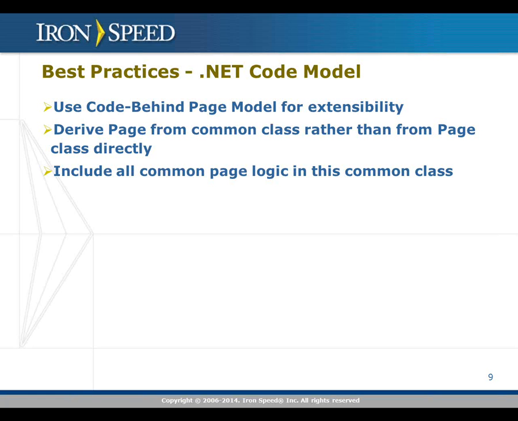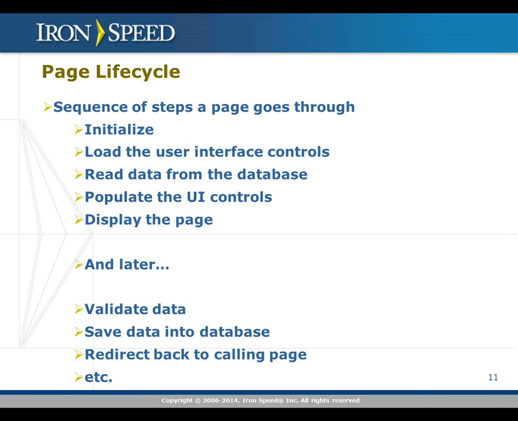So the best practice is to use a code behind, which IronSpeed does. Also to derive a page from another common class. In this case, each of your specific application pages are derived from an IronSpeed base application page, which has a whole bunch of IronSpeed logic built in, security, and all kinds of stuff. And then that, in turn, is a subclass of a regular .NET page, where you get all of the .NET features along with it. And you include all of your common page logic in these common classes, and IronSpeed does that.